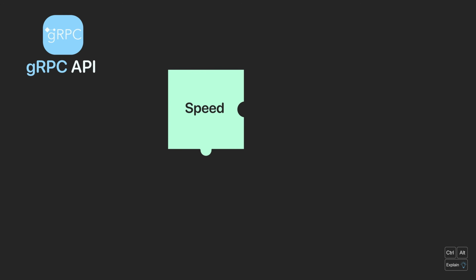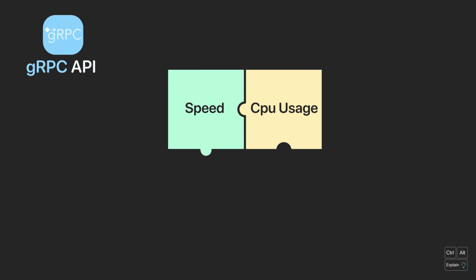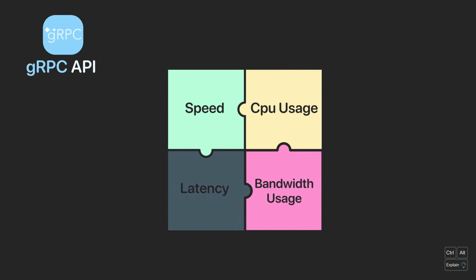Because gRPC is built on top of HTTP2 and uses protobuf for its data format, you end up getting a bunch of performance benefits automatically. You get more speed because protobuf messages are tiny and HTTP2 can send multiple requests at the same time. You get lower CPU usage because binary serialization is much cheaper than dealing with JSON. You get lower latency since requests don't block each other the way they do in HTTP 1.1. And you use less bandwidth because protobuf payloads are far smaller than traditional REST responses. All of these pieces fit together, and that's what makes gRPC one of the fastest communication systems you can use today.